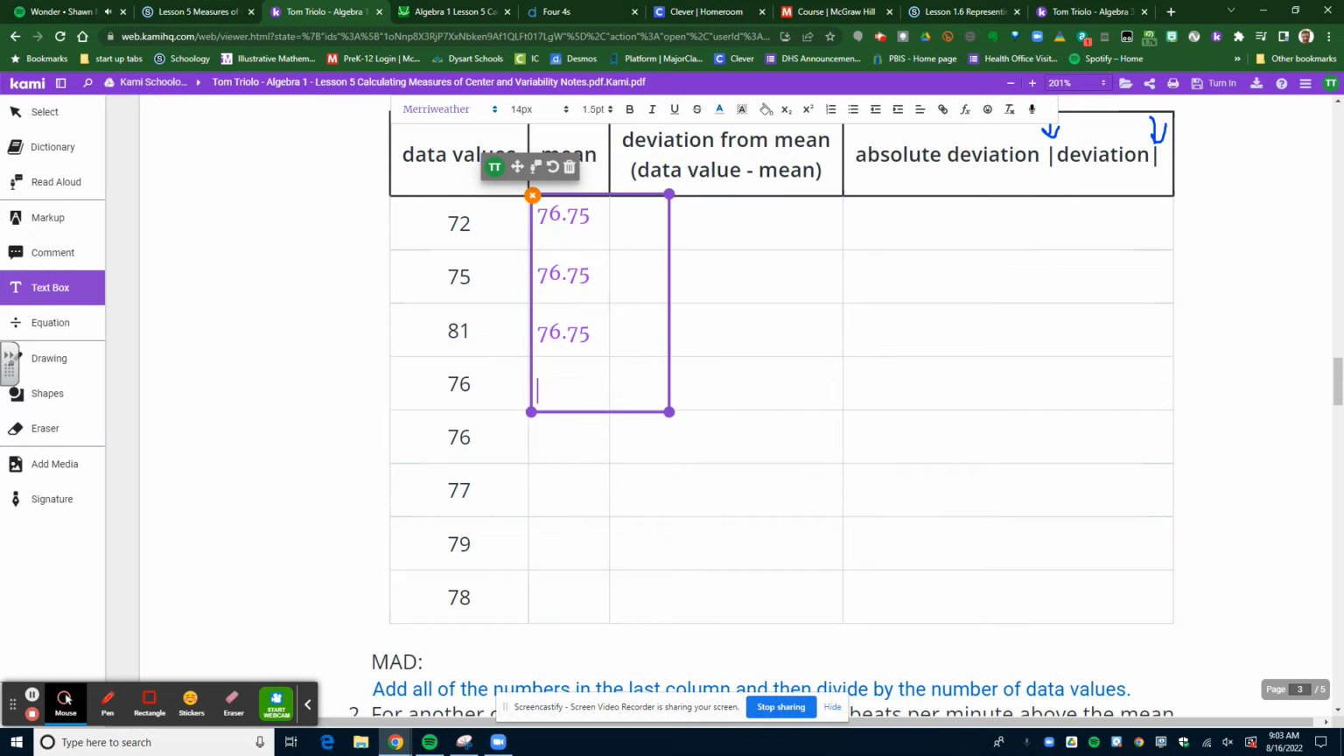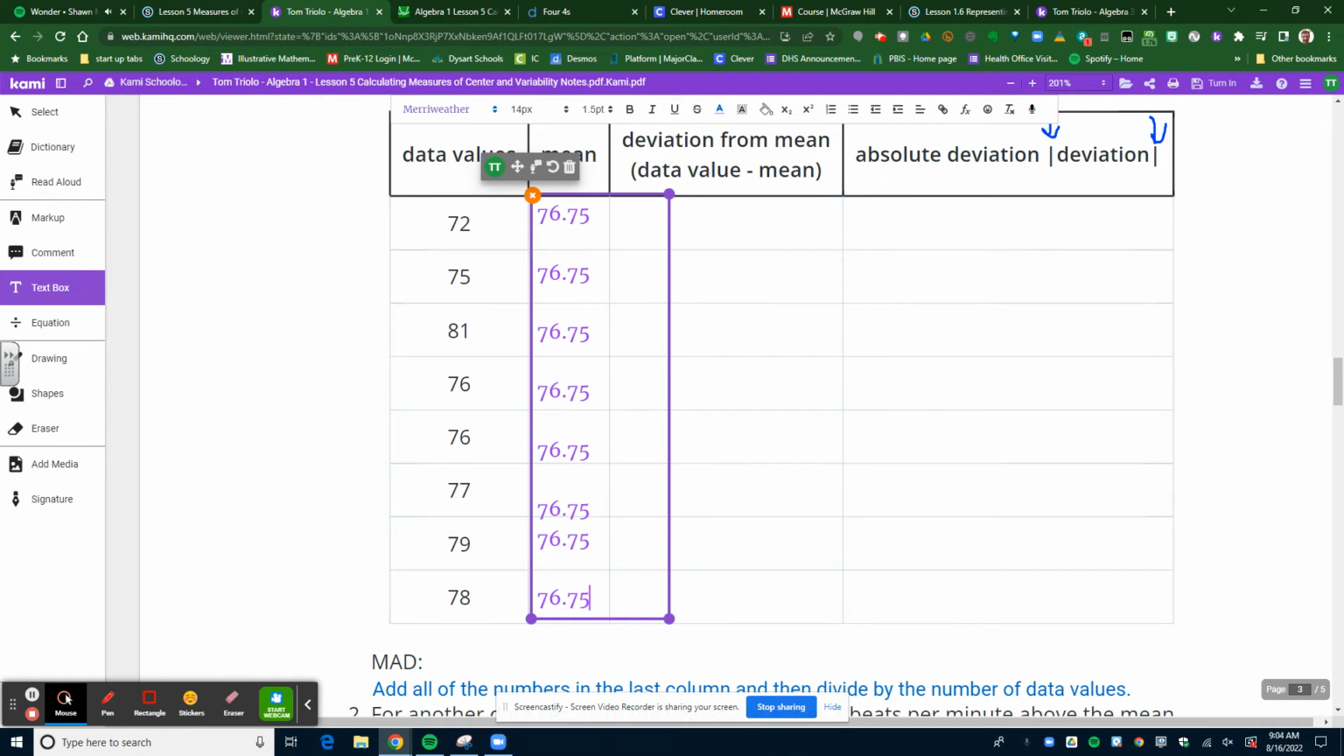76.75. Enter. 76.75. Just stay in that row. 76.75. Enter. 76.75, not 765, cheeseburger. 76.75. Enter. 76.75. Enter.